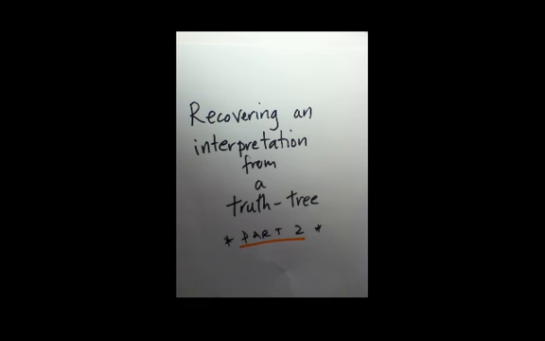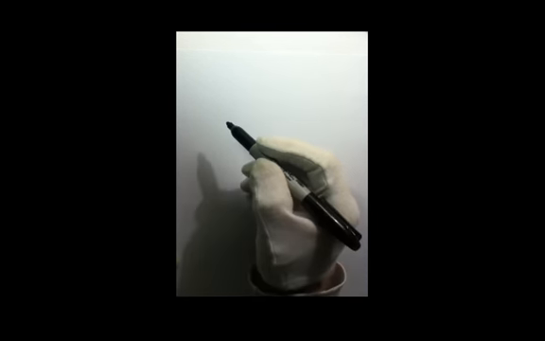Welcome to Recovering an Interpretation from a Truth Tree, Part 2. We want to look at a couple more examples of how to recover an interpretation from a truth tree in predicate logic. So let me start with this one this time.